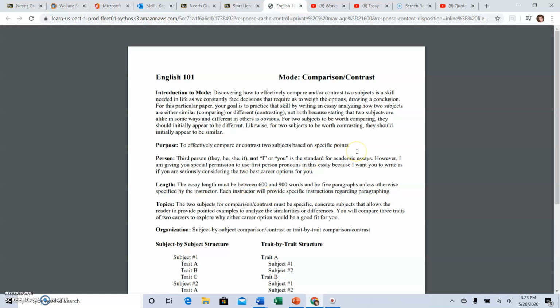So this is the compare contrast essay. Introduction to mode. You are discovering how to effectively compare and or contrast two subjects because it is a skill needed in life, and we constantly face decisions that require us to weigh the options, draw conclusions, make a choice. Now for this paper, you are trying to practice that skill by writing an essay analyzing how two subjects are either similar or different.